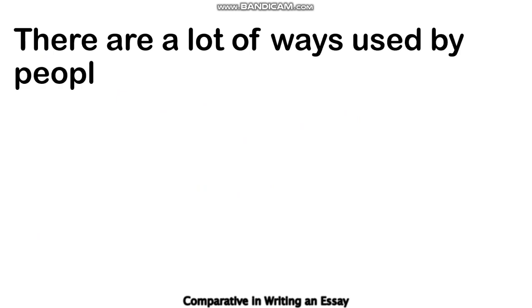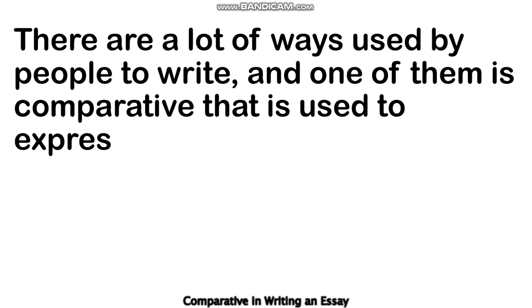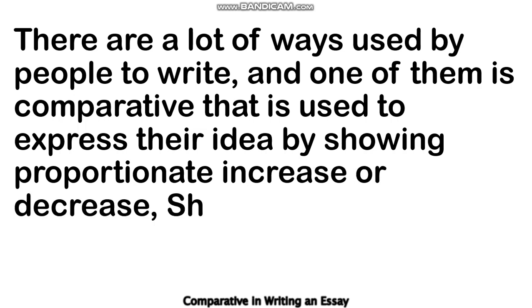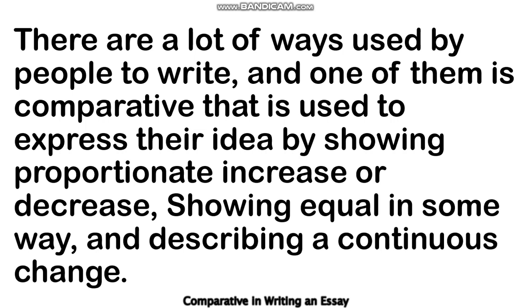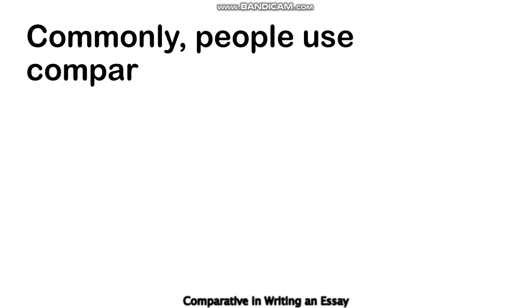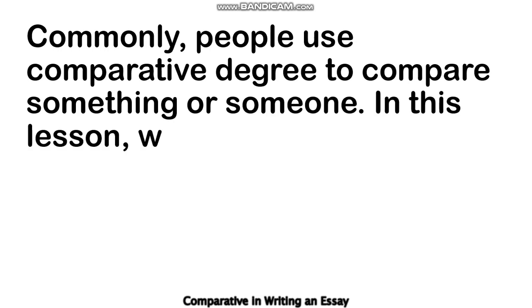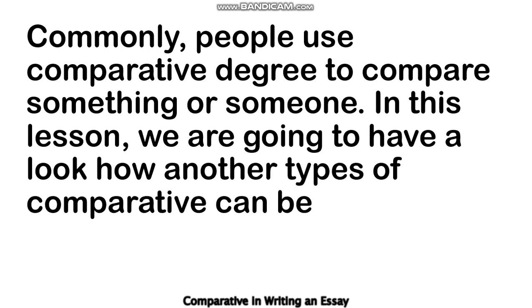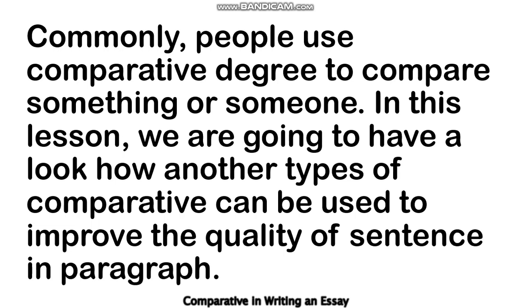There are a lot of ways used by people to write, and one of them is comparative. It's used to express their ideas by showing proportionate increase or decrease, showing equality in some way, and describing a continuous change. Commonly, people use comparative degree to compare something or someone. In this lesson, we are going to have a look at how other types of comparative can be used to improve the quality of sentences in a paragraph.